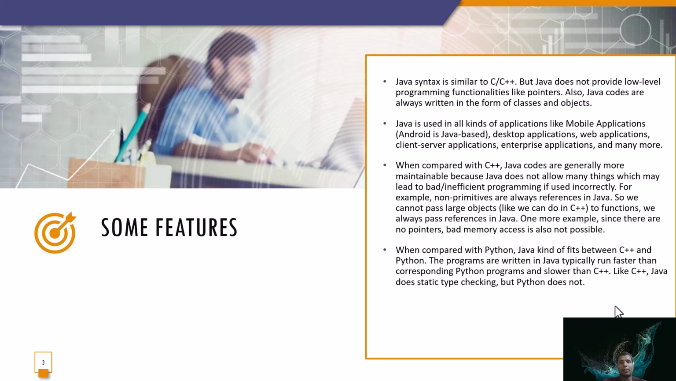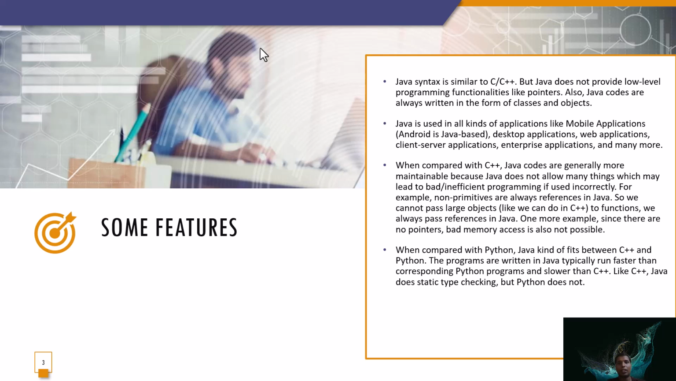Java syntax is very similar to C, C++, and it does not provide low-level programming functionalities like pointers. Pointers are there in C, C++. What they do is point to the addresses of the variables. Also, Java code is written in the form of classes and objects.